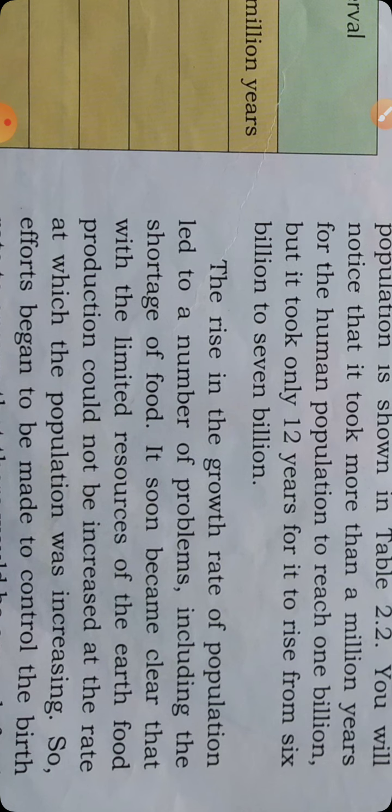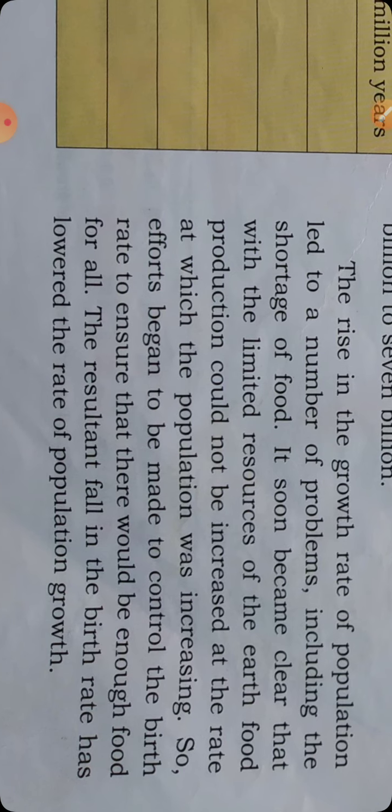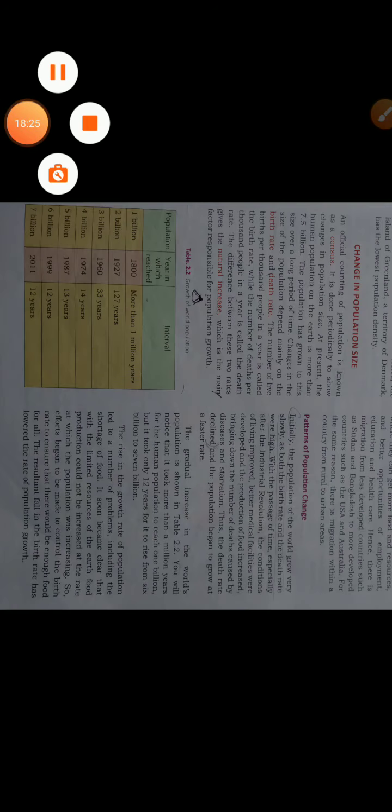The growth rate of population led to a number of problems, including the shortage of food. It soon became clear that with the limited resources of the earth, food production could not be increased at the rate at which the population was increasing. So, efforts began to be made to control the birth rate to ensure that there would be enough food for all. The resultant fall in the birth rate has lowered the rate of population growth. So, that is the reason for this.